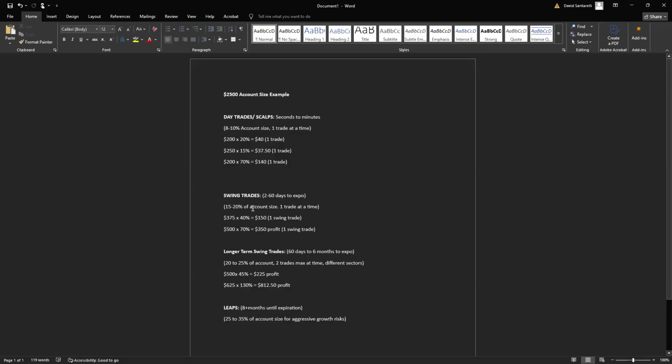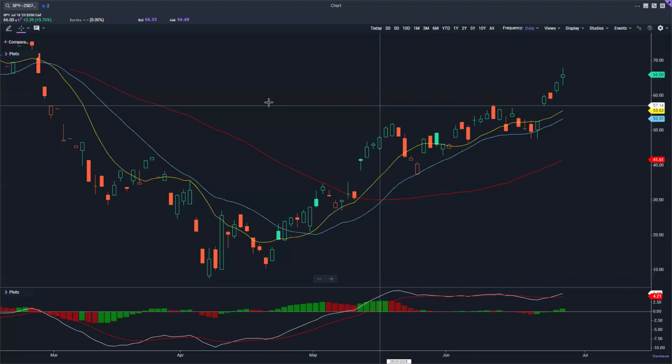Now, remember, when you're making these swing trades, if you can make 2 trades max at a time, don't have them all in the same sector, because you want to reduce the risk of something happening sector-wise and then both of those trades losing out on you. So make sure you diversify.